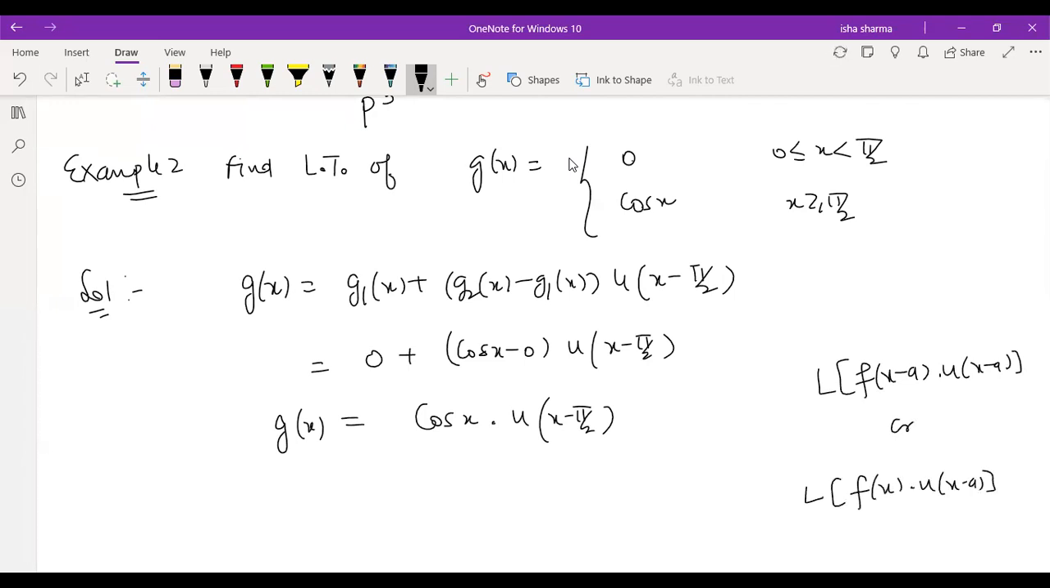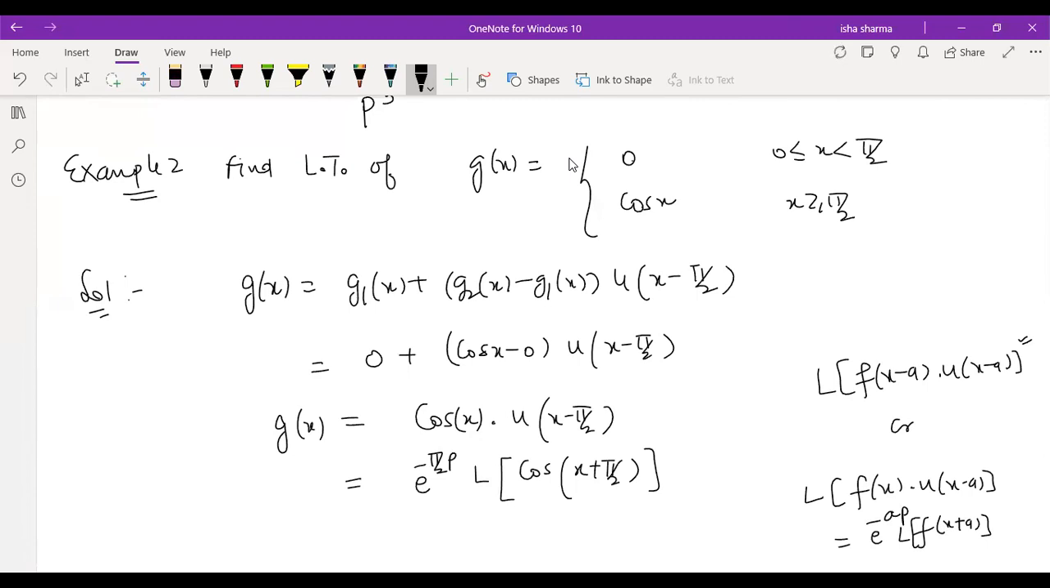In the previous question we were getting the first form, but in this one, you see here we do not have x minus pi by 2, but just cosine of x. It is simply x. So in this case I'll be using the second formula, the double star, which is the equivalent of this: the Laplace transform of this is equal to e raised to power minus ap into the Laplace transform of f(x plus a). So in this case it is going to be e raised to power minus pi by 2 into p, because a is pi by 2, into the Laplace transform of cosine of (x plus pi by 2).